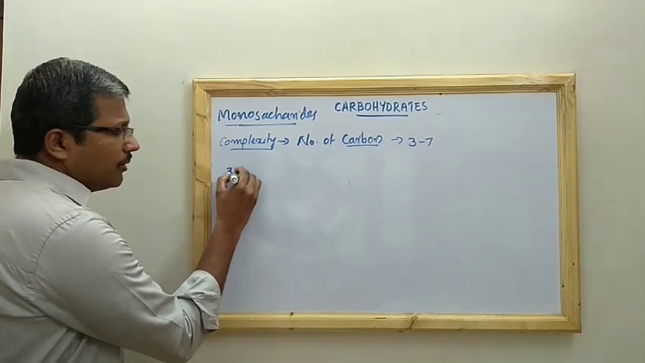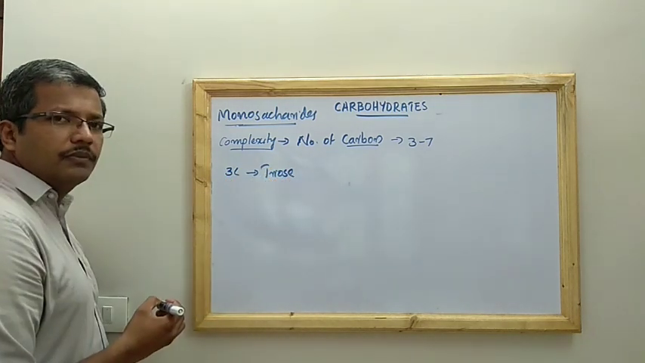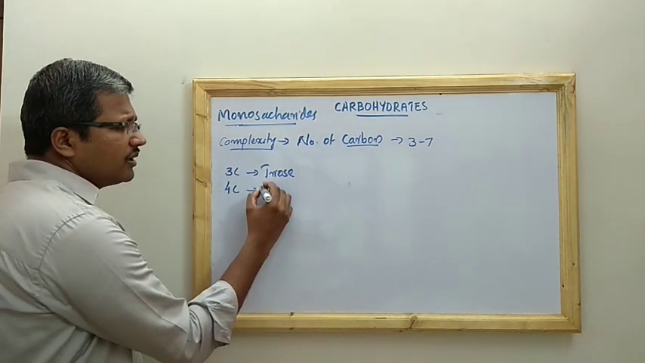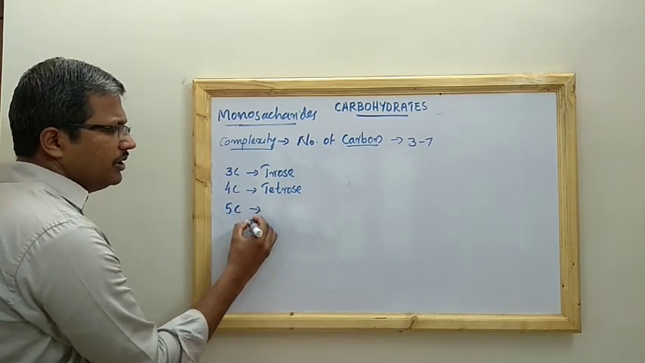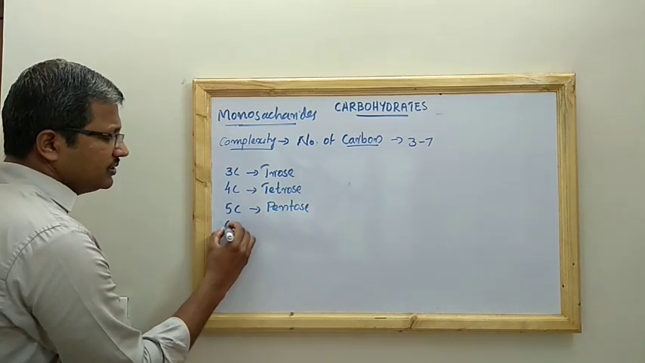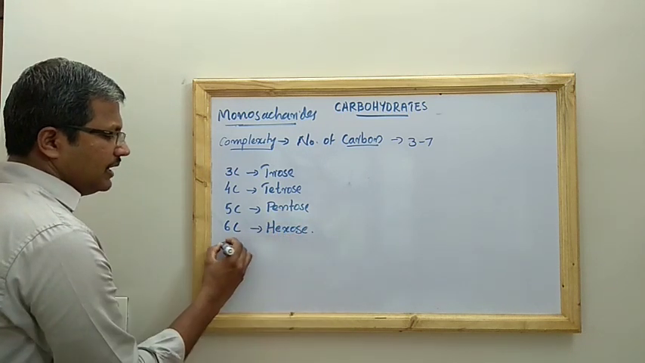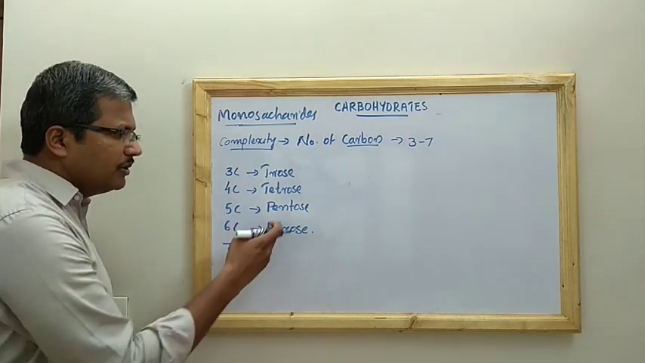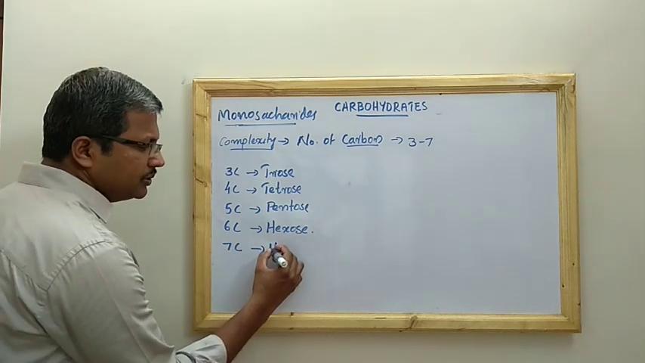If there are 3 carbons, it will be known as a triose sugar. If there are 4 carbons, it will be known as a tetrose sugar. If there are 5 carbons, it will be known as a pentose sugar. If there are 6 carbons, it will be known as a hexose sugar. And if there are 7 carbons, following the tri, tetra, penta pattern, it will be known as a heptose sugar.